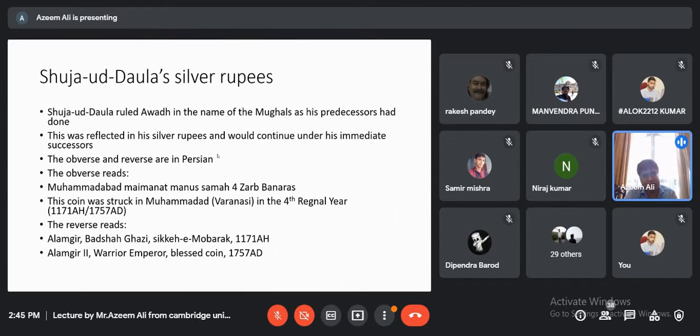Now we're going to look at Shuja-ud-Dawla's silver rupees. So Shuja-ud-Dawla ruled Awadh in the name of the Mughals as his predecessors had done. This is reflected in his silver rupees and continued under his immediate successors.